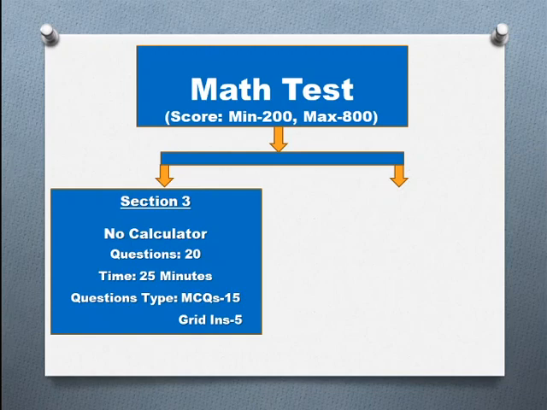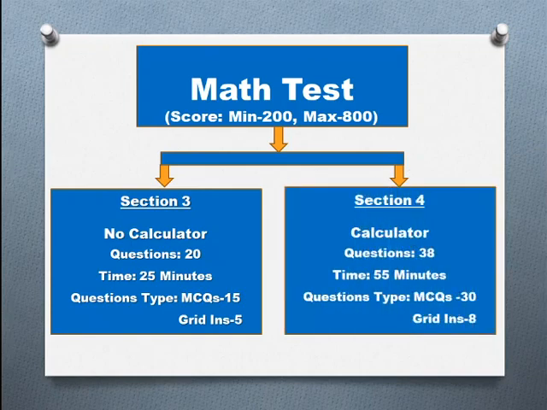The types of question here are MCQs and grid-ins. MCQs are multiple choice questions and there are 15 such questions under this section. Grid-ins are basically student-produced response questions, so the questions are given without answer choices or options. You have to answer those questions, and whatever answer you get at the end, you need to fill in on the answer sheet given to you.